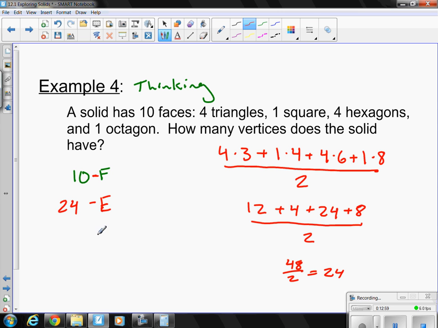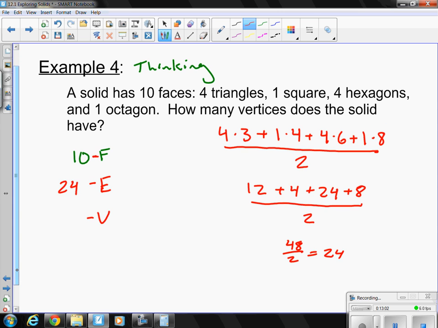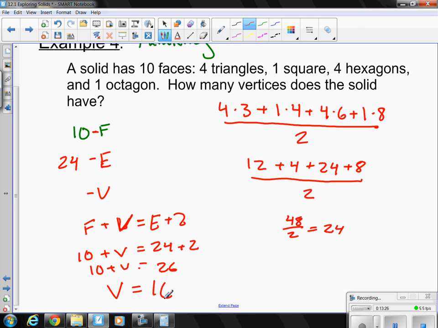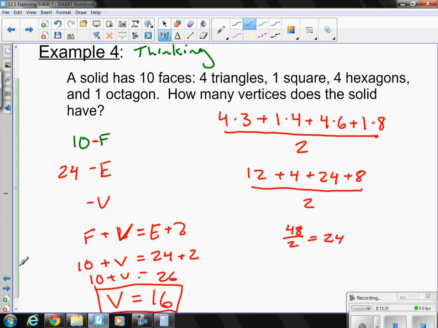So now, how do we figure out how many vertices there are? We get to use Euler's theorem: faces plus vertices equals edges plus 2. Plug in 10 and 24, and we should be able to solve this. So we have to have 16 vertices. So notice, if someone gave us these shapes and told us to make something out of them, figuring out 16 vertices and 24 edges would be very helpful.